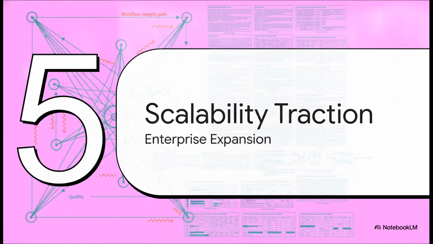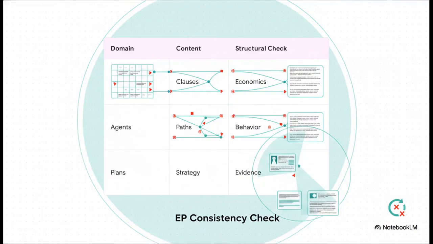Section 5. Scalability Traction. And this brilliantly illustrates how the whole thing scales across completely different domains. Look at contracts. The surface content is legal terms, but the structural check is clauses versus economics. In agent workflows, the content is execution paths, but the check, it's rules versus behavior. In business plans, you're looking at strategy, sure, but you're checking claims versus evidence. The surface content constantly changes, right? But the underlying operating logic of consistency checking, that scales perfectly across literally every single complex enterprise domain.